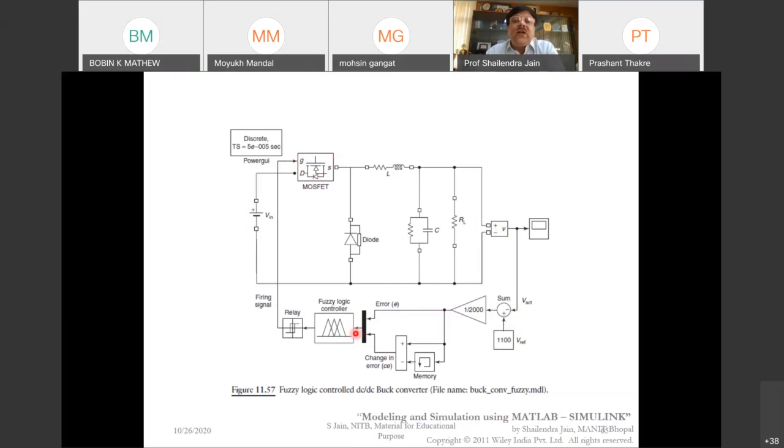So for a fuzzy controller, we'll have two inputs. Minimum two inputs are required. One is error and another one is change in error. So d by dt of error is taken as the second input, change in error, and error. This is processed in the fuzzy controller to generate the firing signal, the duty cycle, for the converter.